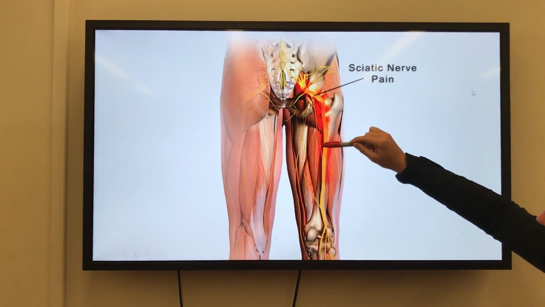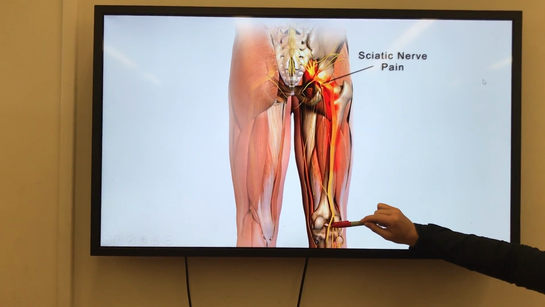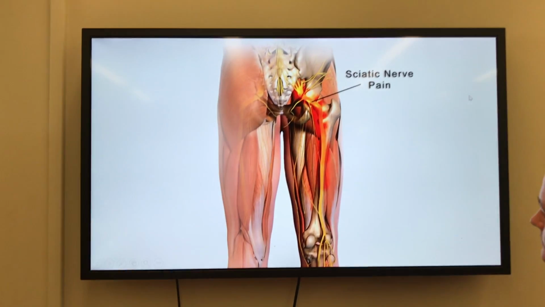All 3 heads of the hamstring muscle are innervated by the sciatic nerve. Sitting for long periods of time can irritate the nerve.